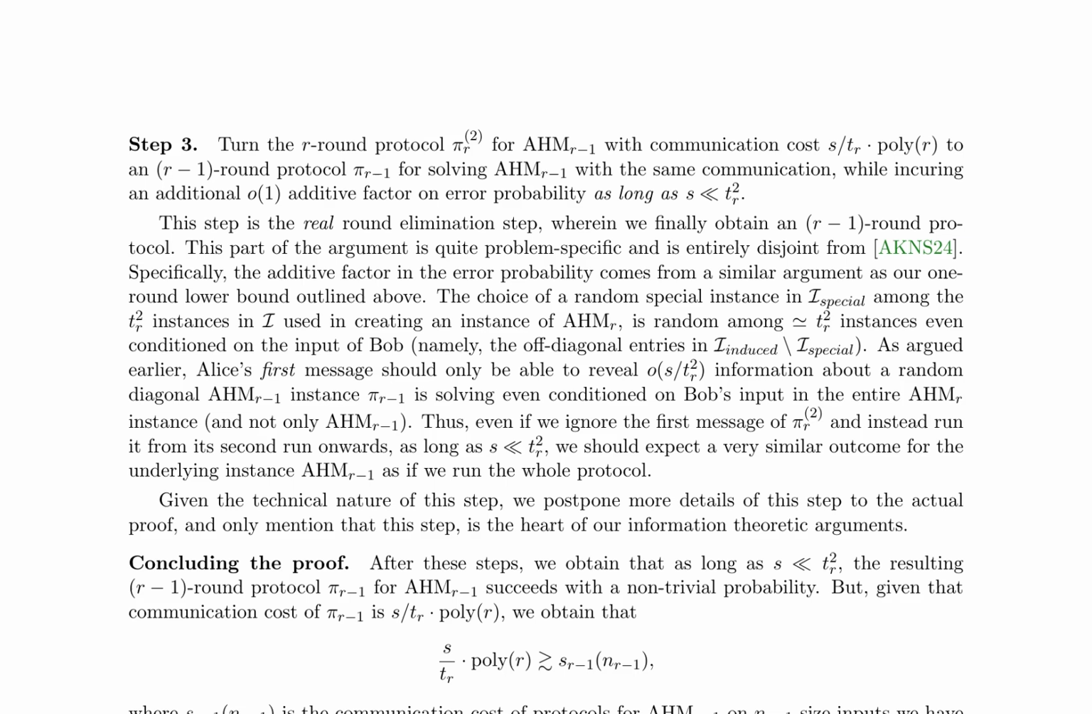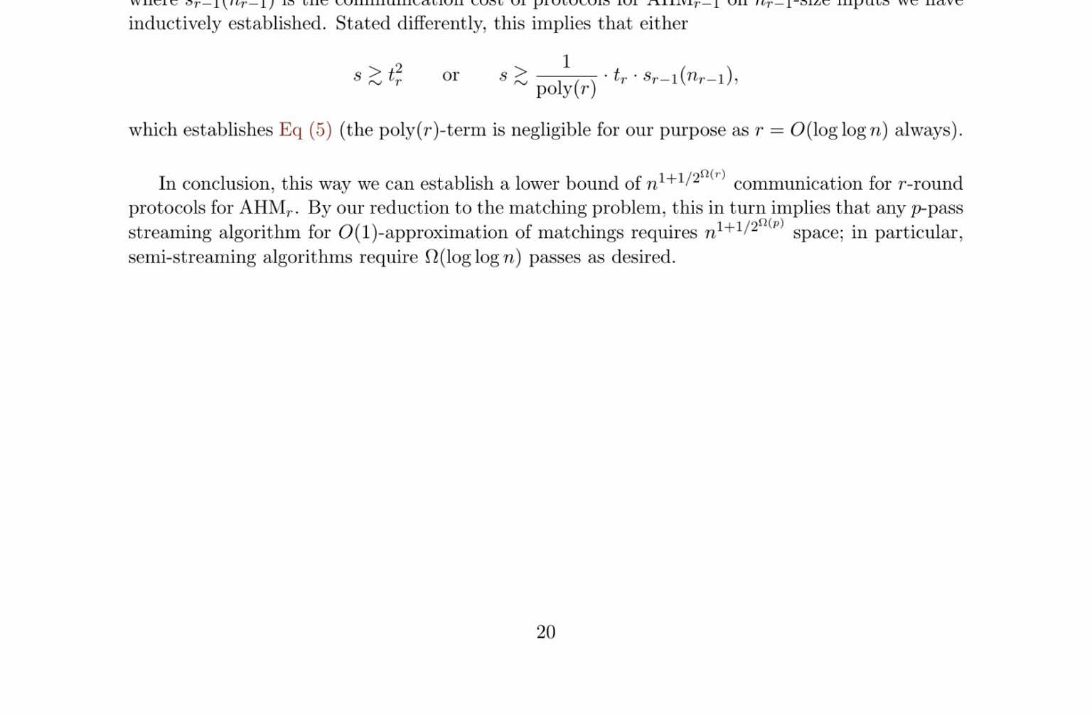Thus, even if we ignore the first message of π2 and instead run it from its second round onwards, as long as S is much less than t²_r, we should expect a very similar outcome for the underlying instance AHMR-1 as if we run the whole protocol. The technical details of this step are postponed to the actual proof, but it is mentioned that this step is the heart of the information theoretic arguments. After these steps, we obtain that as long as S is much less than t²_r, the resulting (r-1)-round protocol π(r-1) for AHMR-1 succeeds with a non-trivial probability.